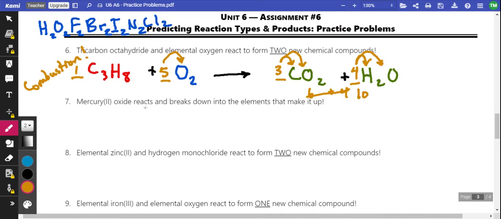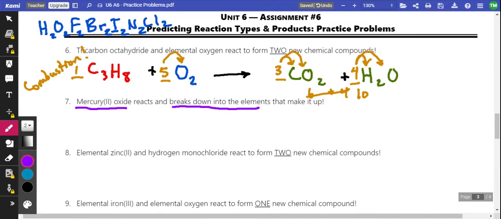Mercury 2 oxide reacts and breaks down into the elements that make it up. Okay, well, this is a pretty big giveaway here, that we have just one thing, Mercury 2 oxide, and it's breaking down into its elements. The giveaway here is that there is no other reactant to react with. We're not rearranging atoms with something. We're just breaking this thing down into all the stuff it's made of.